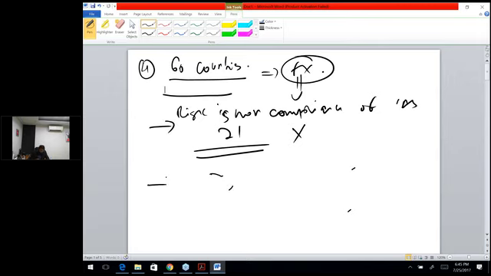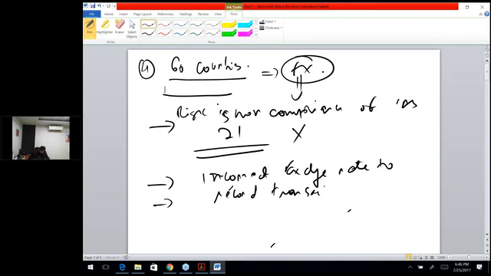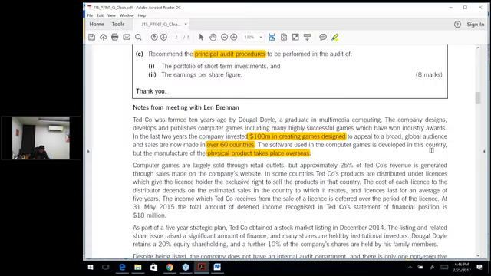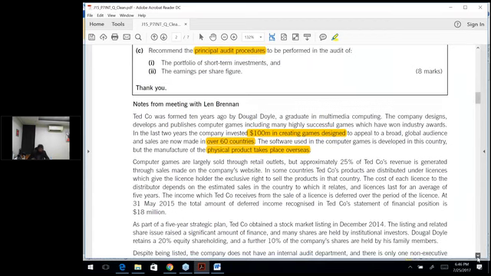You will get more marks when you say that the risk is that the entity has actually used an incorrect exchange rate. You need to be more specific. The entity has used an incorrect exchange rate to record transactions. Now let's move forward. Developed in this country, but the manufacture of the physical product takes place overseas.